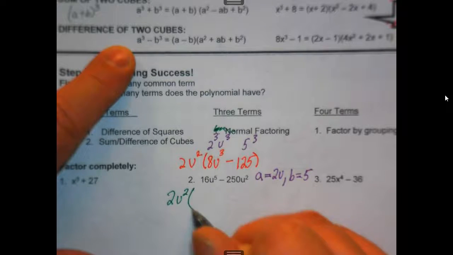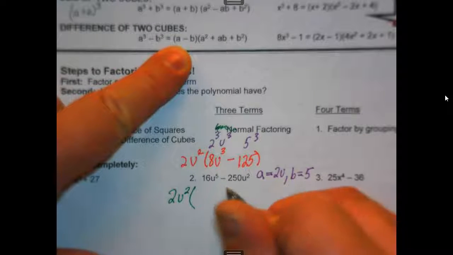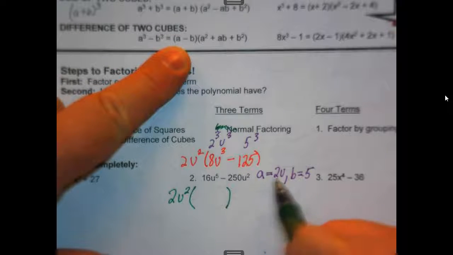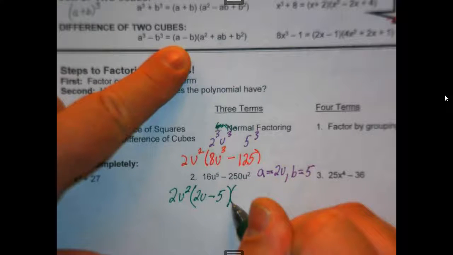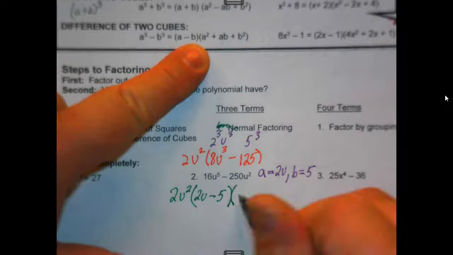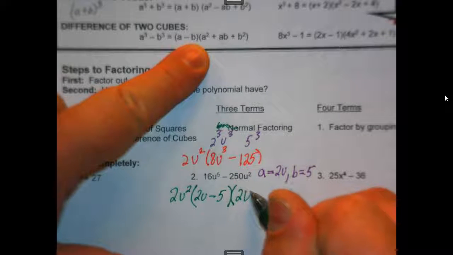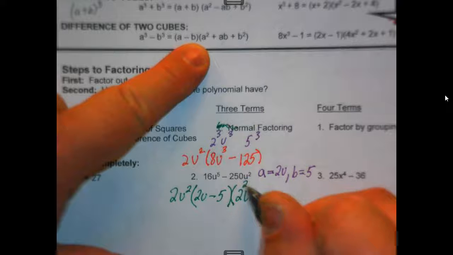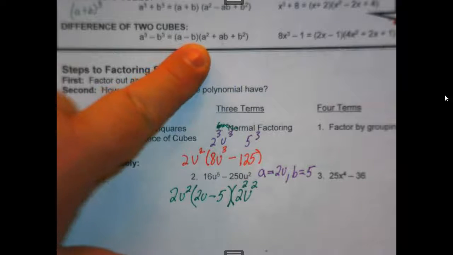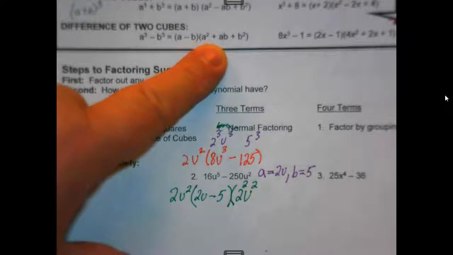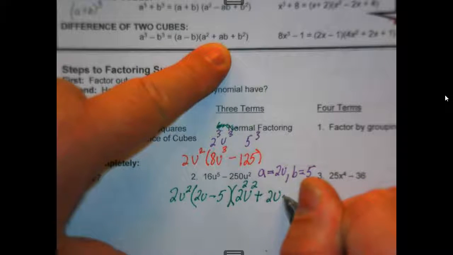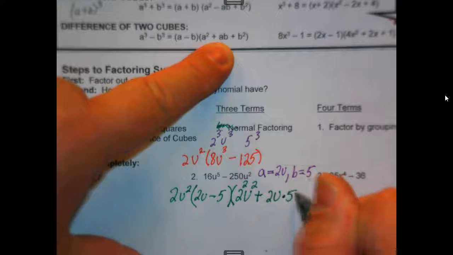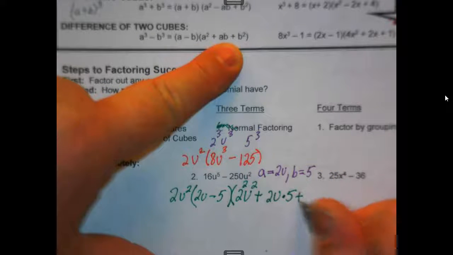So I got the ute squared. I'm going to have an A minus B. So I have a 2u minus my B is 5. Then I have A. My A is 2u, and then I have to square that. Square the number and the variable. Plus A times B plus B squared.